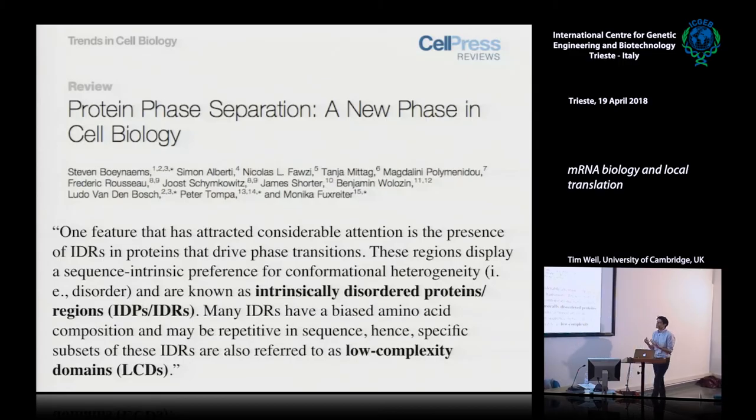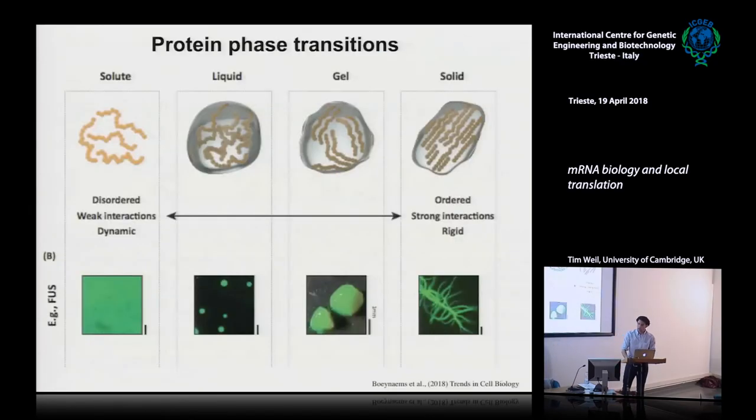But first off, they're talking about a feature that they find in these protein phase separations, and it's going to involve this conformational heterogeneity or disorder within the proteins. These are going to be in intrinsically disordered proteins or intrinsically disordered regions. So it's this disorder within the protein, and many of these intrinsically disordered regions have a biased amino acid composition, and it may be repetitive in the sequence. This then gives us another term, which is called low complexity domains. So these are regions within the proteins that have been identified to help form these bodies or these collections within the cytoplasm. And if you're interested, there's some really nice work there within the review.